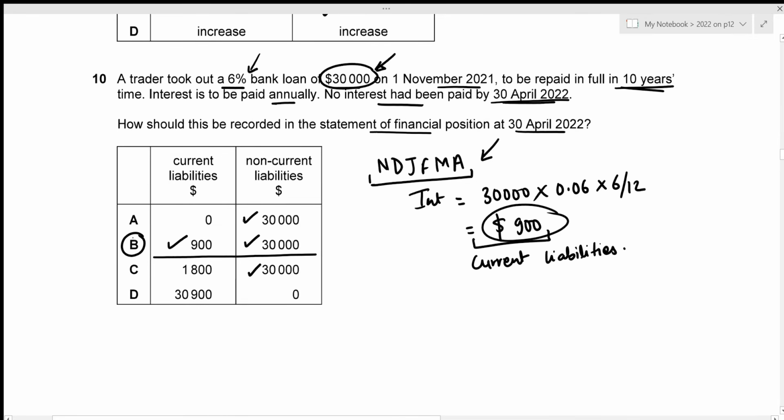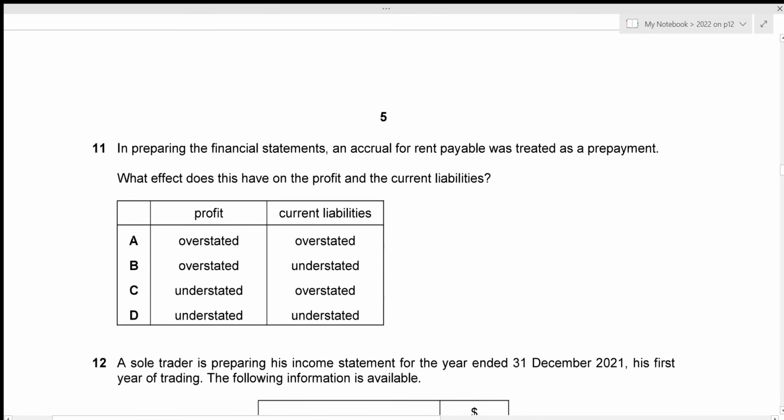We can now move towards question number 11. In preparing the financial statements, an accrual for rent payable was treated as a prepayment. Now we need to figure out what effect does this have on the profit and current liabilities. So let's talk about accrual for rent payable. So rent payable is basically an expense that needs to be subtracted in order to figure out the profit, right? So that's a negative. And accrual means that this is something to be paid in this particular year. So this is an expense for this year, which should be added as part of our expense.